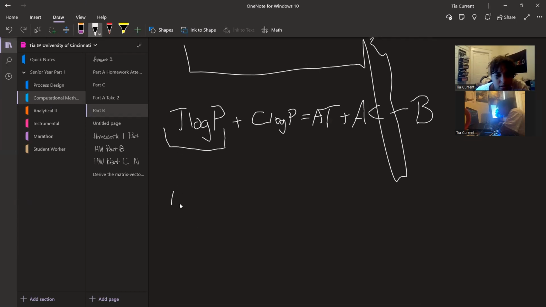But we're just gonna put everything back in here. So plus AC, and we're going to plus, and since, like I said, that this is going to be negative because we're putting it on that side, negative C log P.